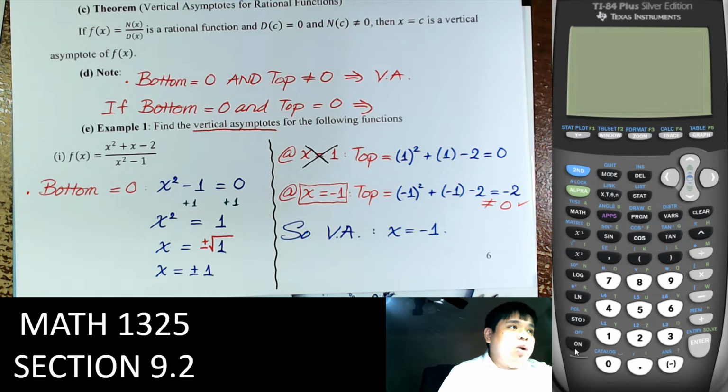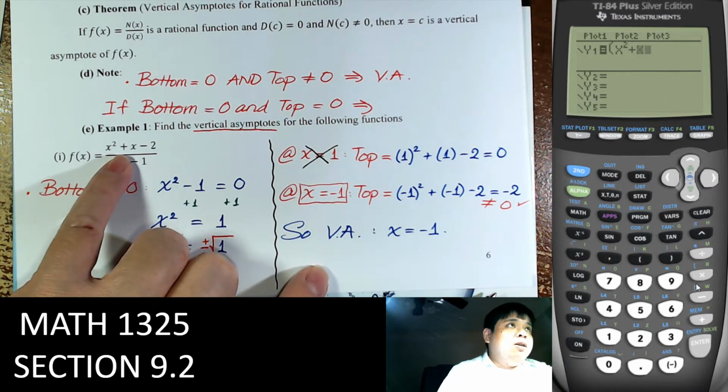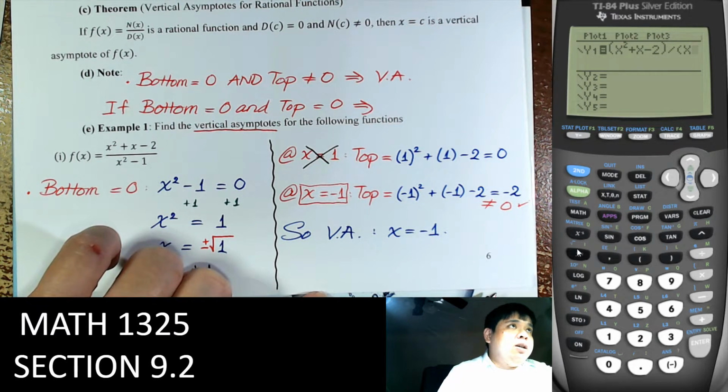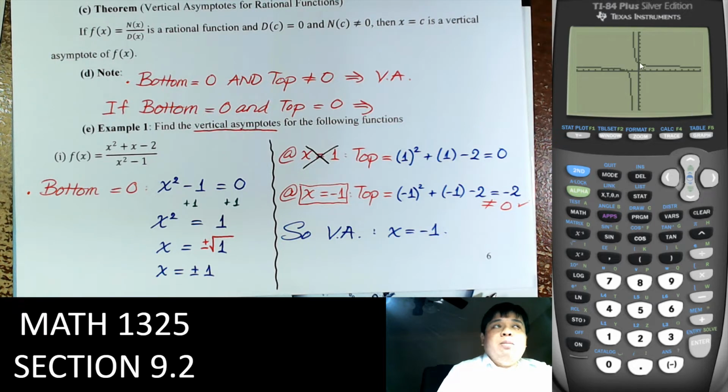Right, let's graph and see what happened. We have the function (x squared plus x minus 2) divided by (x squared minus 1). And we look at the graph. You see when x equal to 1, there's nothing here, but actually there's something. When x equal to 1, it's undefined, so the graph here is incorrect. There should be a hole in here. And indeed we have the vertical asymptote of x equal to -1 here. So the answer is correct.